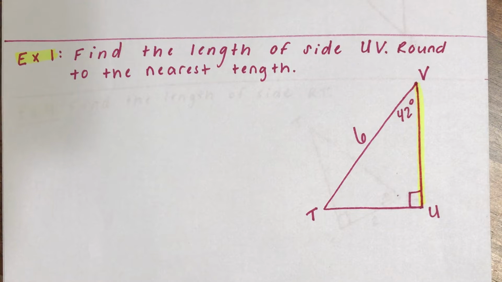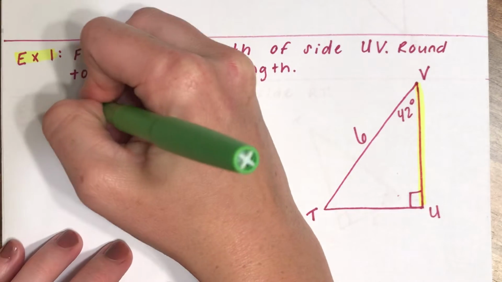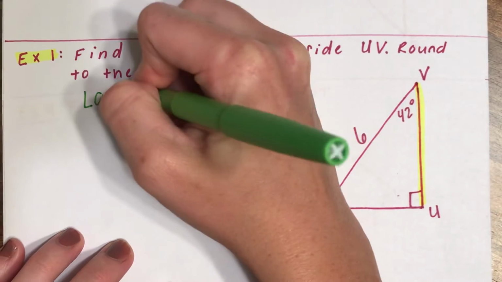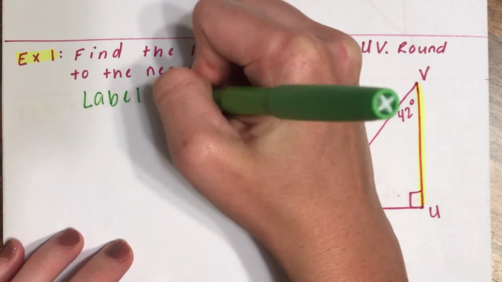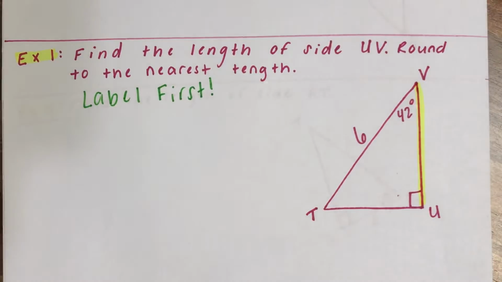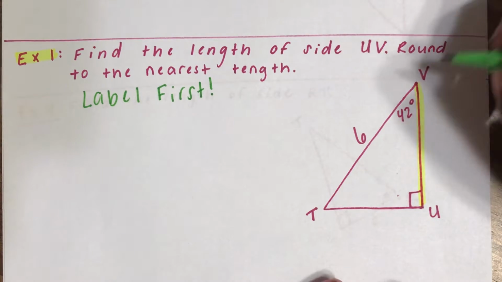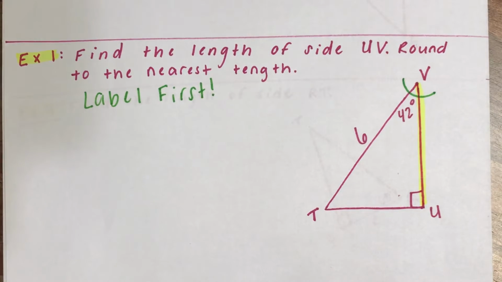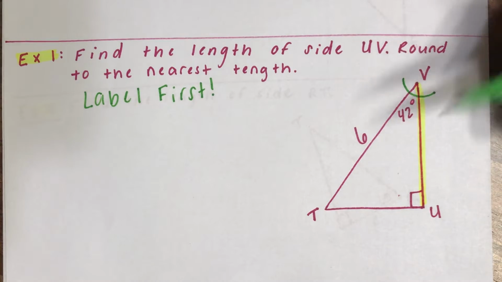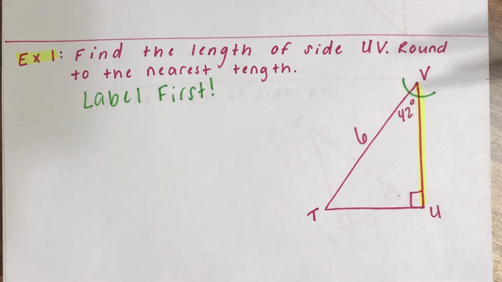We are going to start this problem the same way that we have been doing when we label the different parts. So just remember, label first. And when I say label, I mean mark the reference angle, opposite, adjacent, hypotenuse. So in this triangle, we are given angle V is 42 degrees. We don't know angle T.